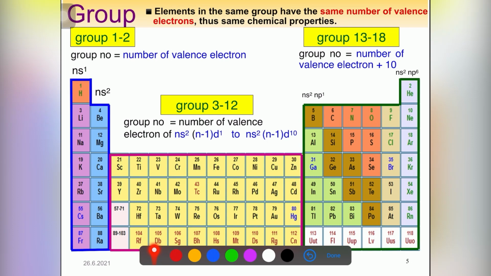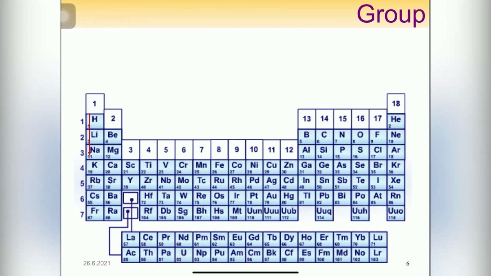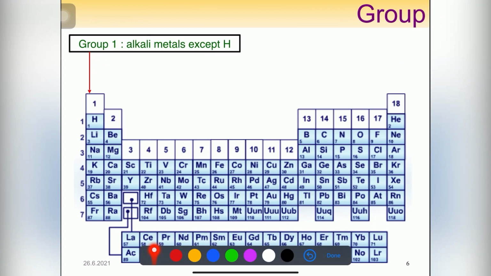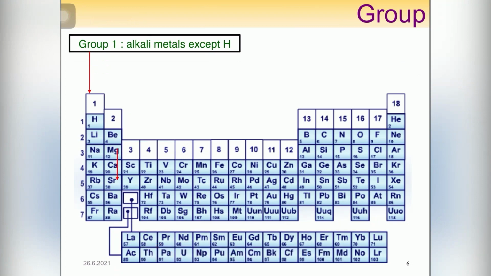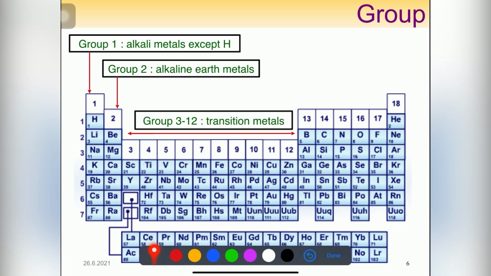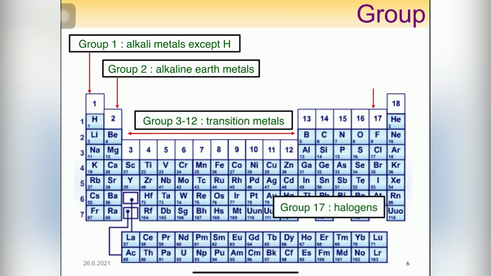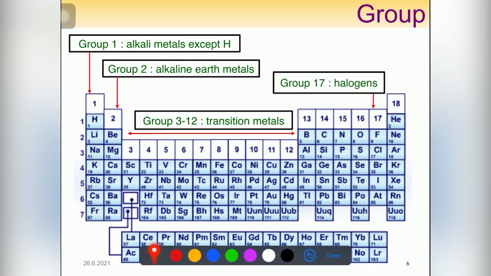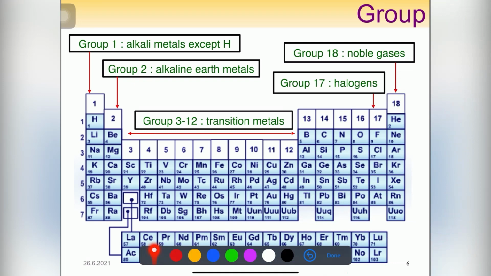This is how you determine the positions of the elements based on the number of valence electrons. I also showed you the electronic configurations for the valence electron. Group 1 is the alkali metals except hydrogen, and group 2 the alkaline earth metals. Group 3 until 12 are the transition metals, group 17 the halogens, and this one is the noble gases.